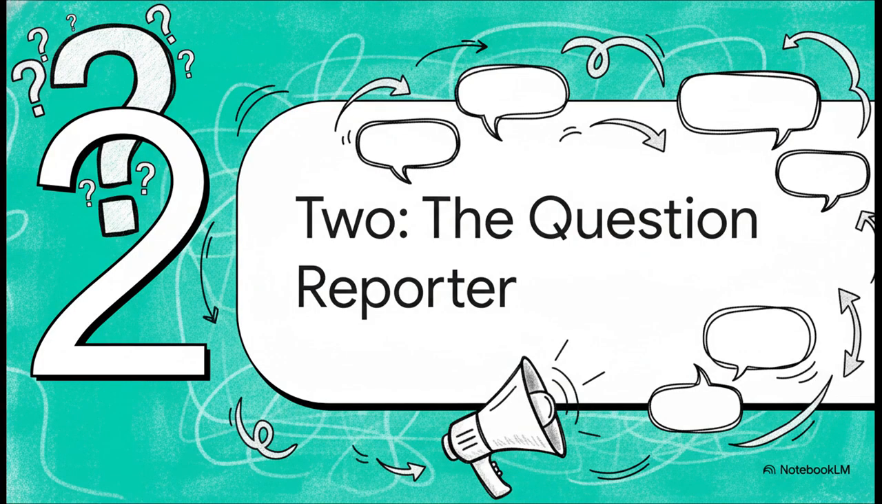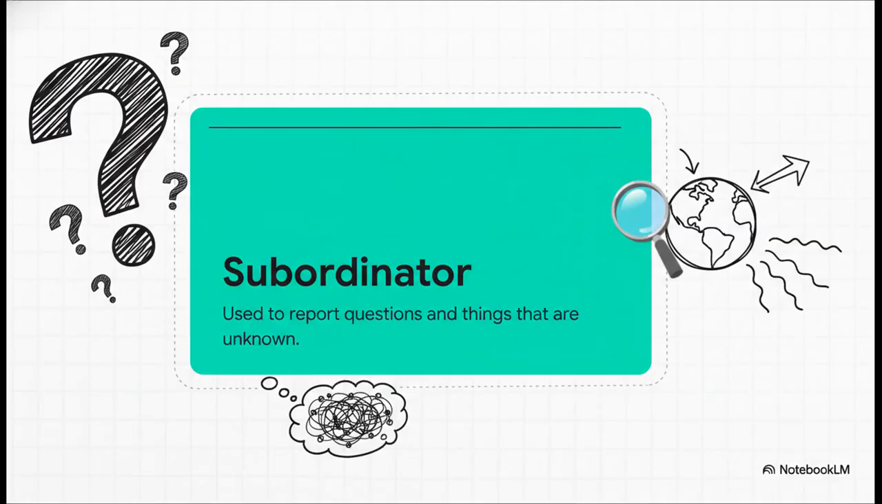All right, now for the first surprise. If has this whole other function that has absolutely nothing to do with setting conditions. It can also be a question reporter. In this job, if acts as what's called a subordinator. Its role here is to introduce an indirect question or to talk about something that's uncertain. It's not about cause and effect anymore. It's about reporting on a lack of knowledge.